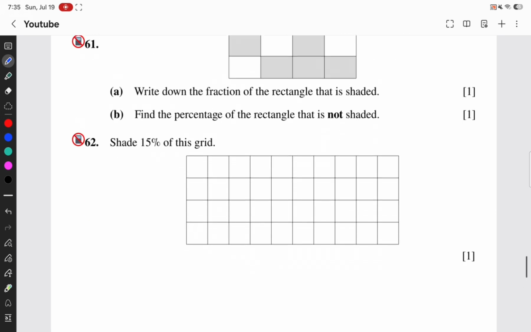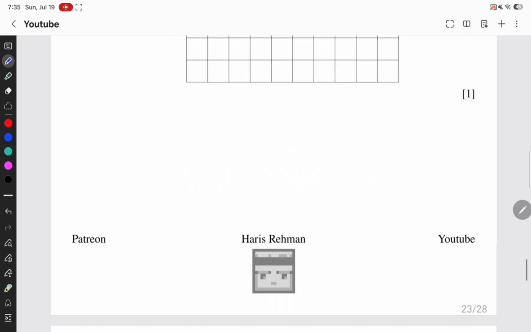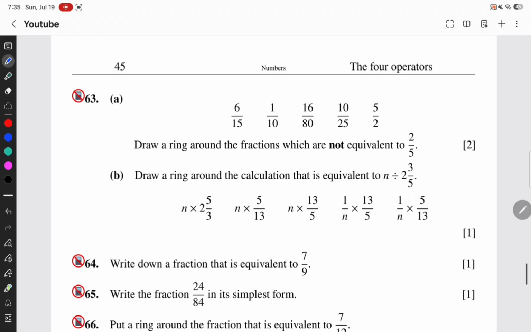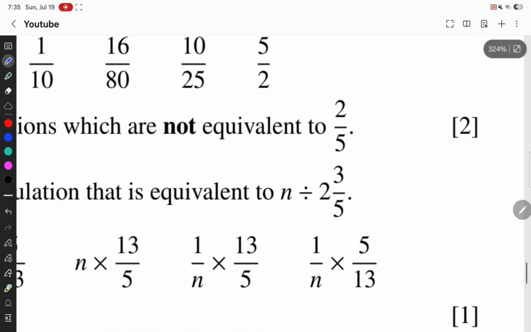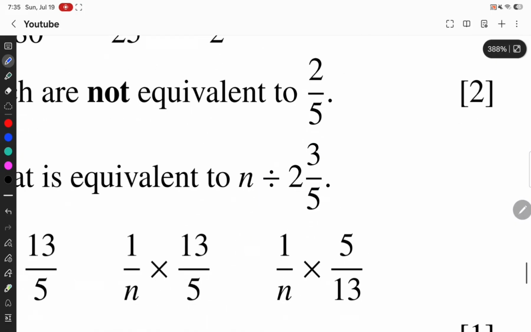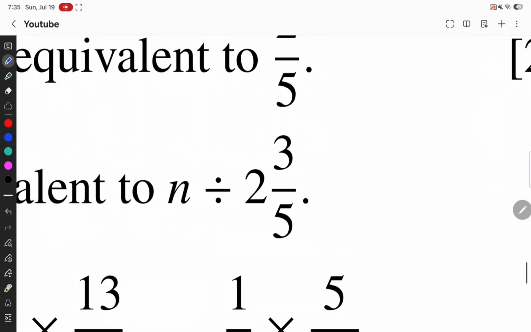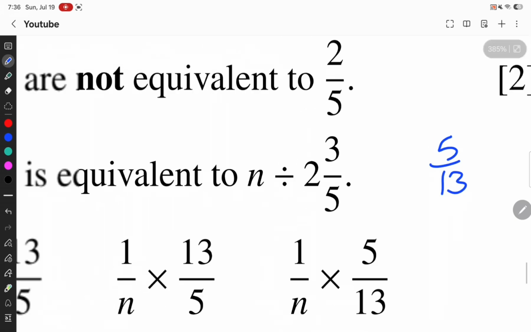Okay, fractions to percentages, you got to use that thing. Shade 15% of the shape. Turn this into a fraction so you know what to do instead. Are not equivalent to this. Calculation is not equal to this. What do you have to do in here? Turn this into a mixed number, into a fraction. We get 13/5. Now flip it. This is 5/13.